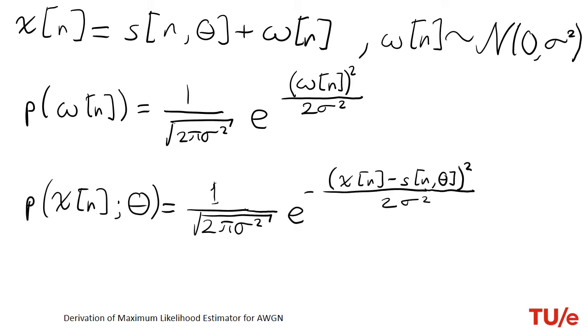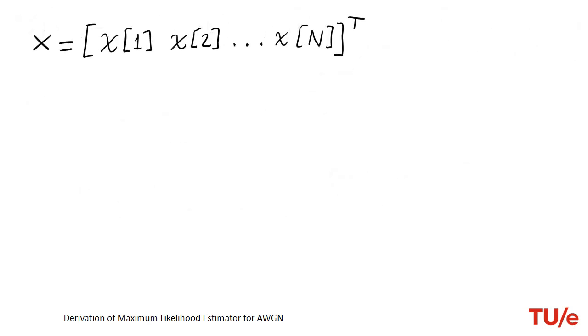The trick is to keep in mind that the error between the data sample and the underlying signal model is the noise. So we may replace the noise samples by the error term. Now, what we obtain is the density function for the data sample, which depends on the parameter theta. We are usually interested in a sequence of data points to estimate our parameter theta. So let's consider a data vector x that consists of capital N data samples.